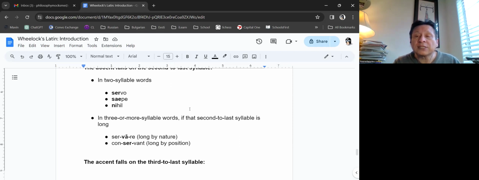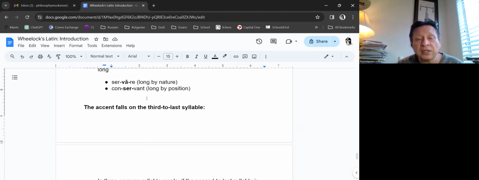In three or more syllable words, it's also the second to last syllable if that syllable is long, either by nature or by position. So conservare is long by nature, because it has the macron over the A. Conservant is long by position, because it has the R followed by the V, a consonant group following that E. If that wasn't long, then the con would get stressed. But it's long by position, so the stress is on the second to last syllable.